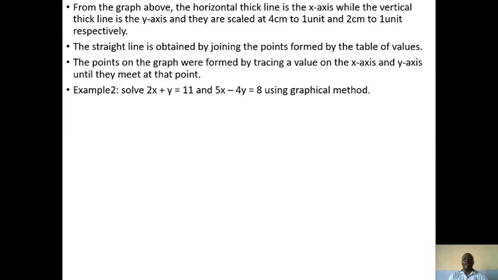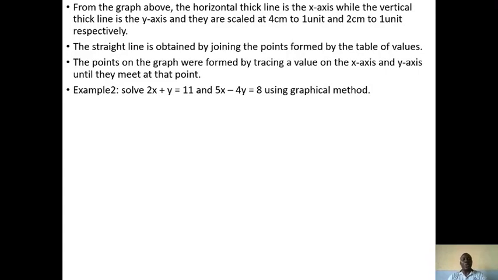Then the next point is that the straight line is obtained by joining the points formed by the table of values. We use the table of values to mark all those dotted points, and the straight line joins all of them. So the points on the graph were formed by tracing a value on the x-axis and y-axis until they meet at that point, correct? Now we are looking at another example, example 2.